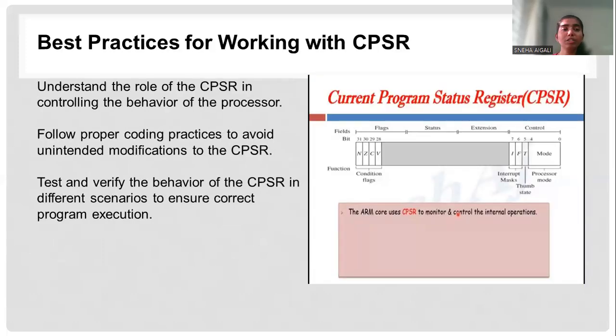Then next up, we have best practices for working with CPSR. How it can be done is by understanding the role of CPSR in controlling the behavior of the processor, follow proper coding practices to avoid unintended modifications to the CPSR. And the last point is test and verify the behavior of the CPSR in different scenarios to ensure the correct execution of the program. The ARM core uses CPSR to monitor and control the internal operations.